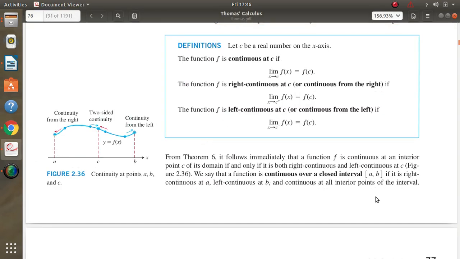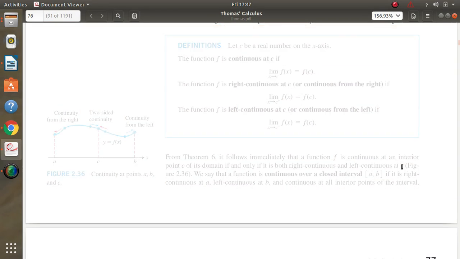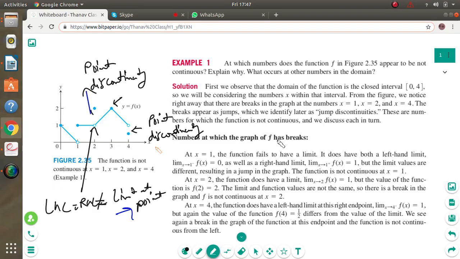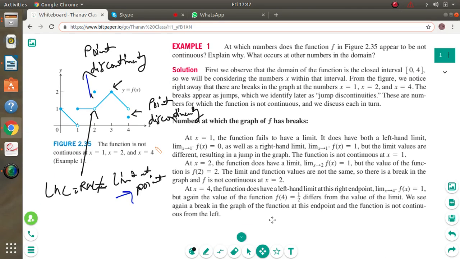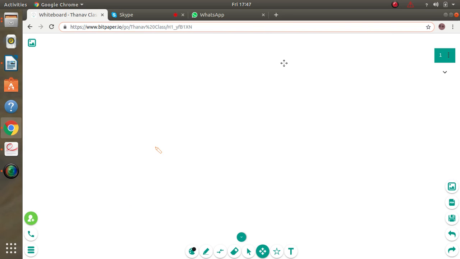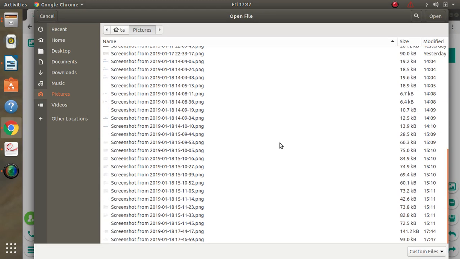So, here we have some definitions regarding that. Hello. Yes, the connection is quite bad. Can you repeat that? I'm just taking a snapshot here from the book regarding the definition of continuity.